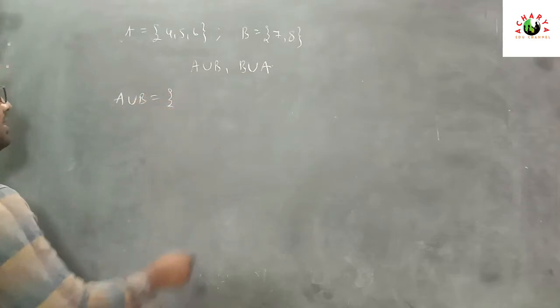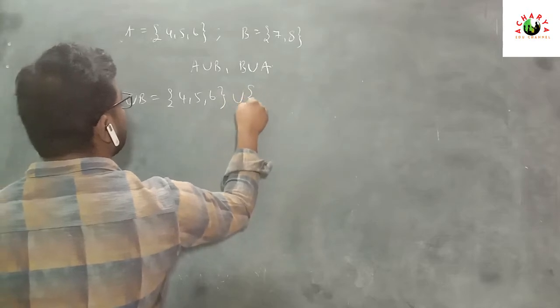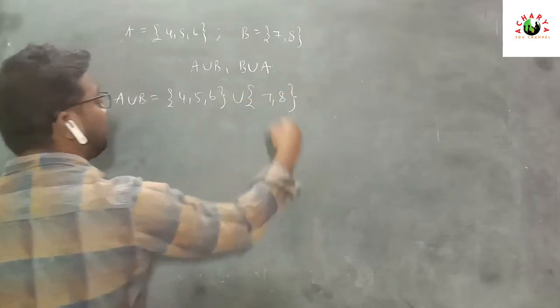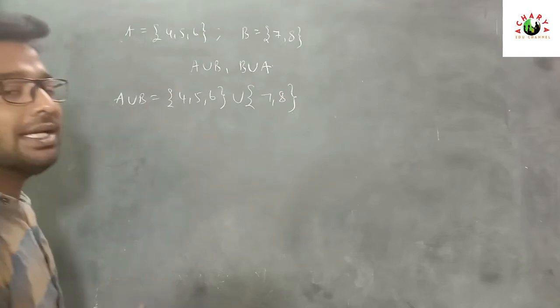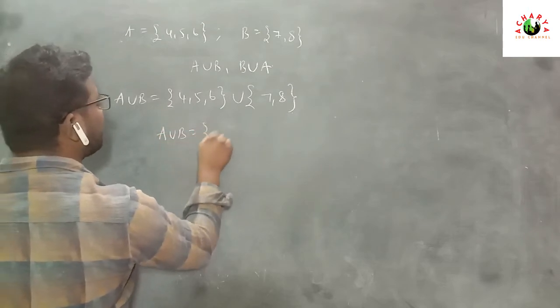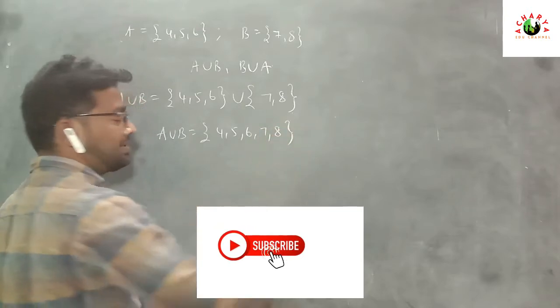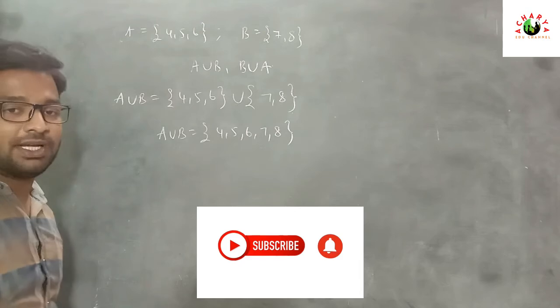Okay, what are the elements of A? 4, 5, 6. The elements of B are 7, 8. Union means what? Combine the elements of two sets. So A union B is equal to {4, 5, 6, 7, 8}.